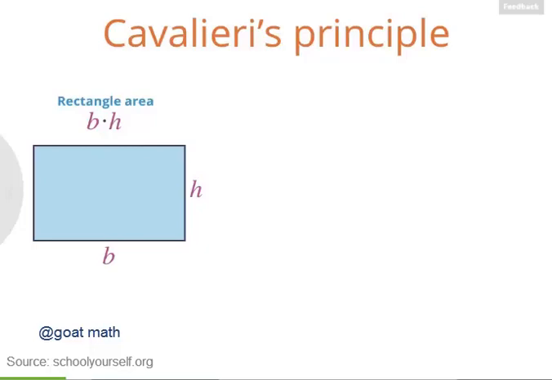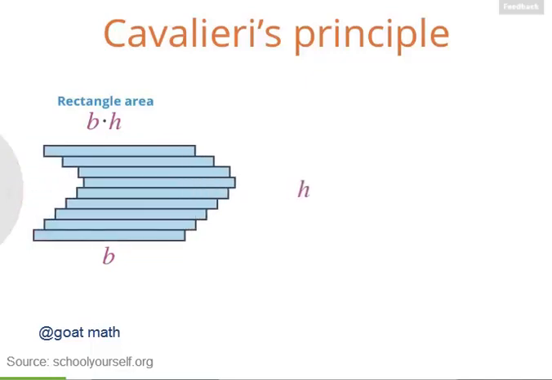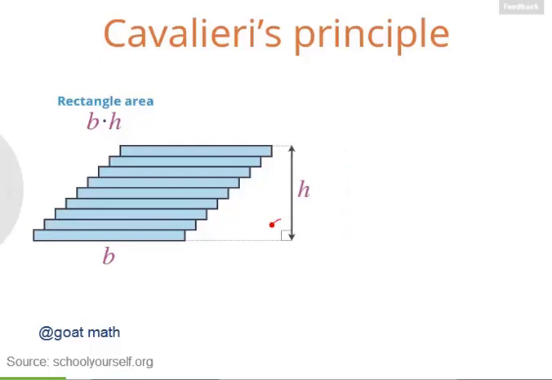Now Cavalieri's principle says that when you cut a shape up into lots of thin slices and then move those slices around, you're not changing the area of the overall shape. So let's cut this rectangle into a few slices. And now let's rearrange the slices so that they're slanted like this. The lengths b and h have not changed. b still represents the length of the base down here, and h represents the vertical height of the shape that's perpendicular to the line of the base, meaning this angle over here is 90 degrees.